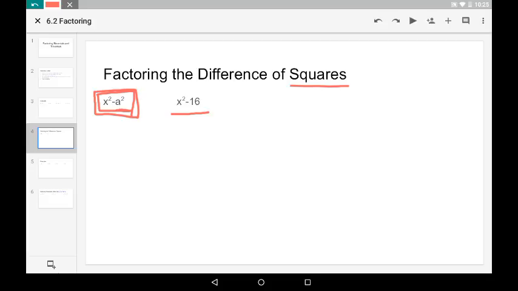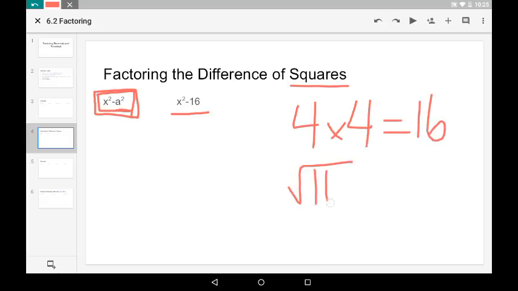Or we can think about what number times itself, or multiplied by itself, gives me 16. Well, that would be 4, because 4 times 4 is 16. Or the square root of 16, you'll remember, is 4. So to find the difference of squares, you're going to have two brackets like this. So x squared minus 16 is going to be equal to something like this.